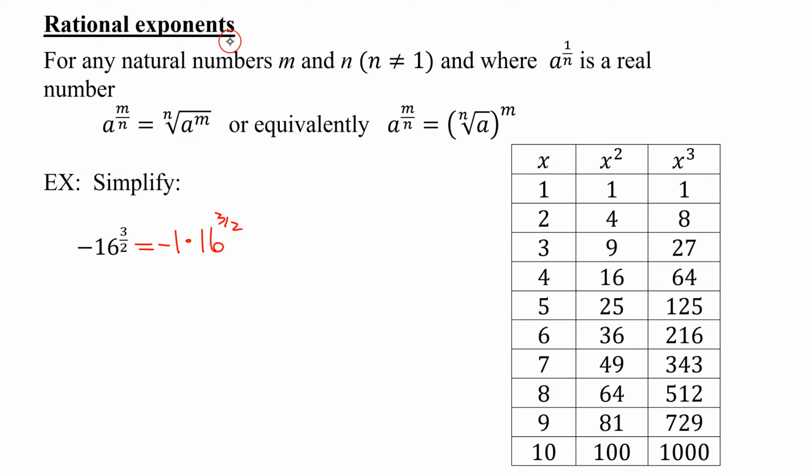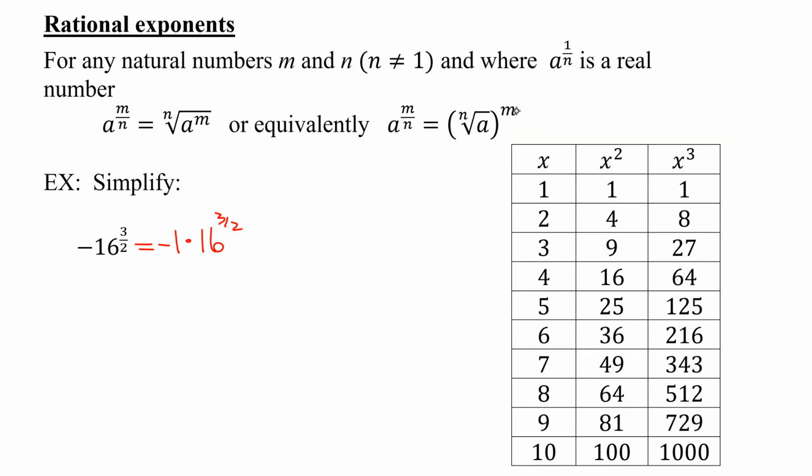So I've written what rational exponents mean up here. If I have a raised to the m over n, there are two different ways of writing it. I can write it as the nth root of a to the m, or I can write it as the nth root of a, all raised to the mth power.